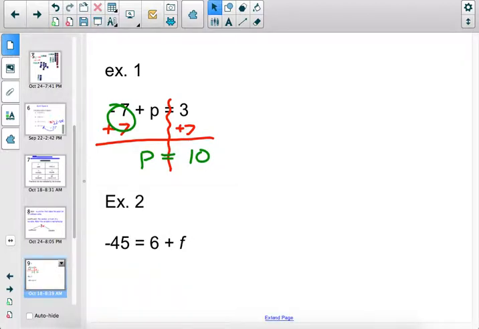You can always check. All right, try this one. Example 2: 45 equals 6 plus f. I want to know what f is going to equal. Do not shout out your answers. You can raise your hand, and I will come check if you want.